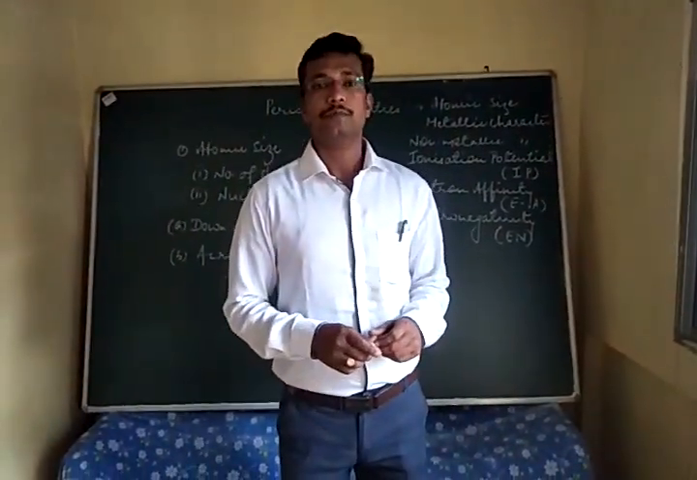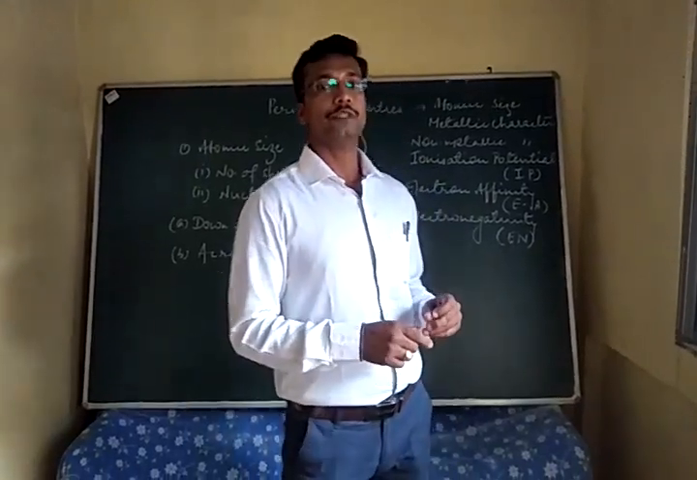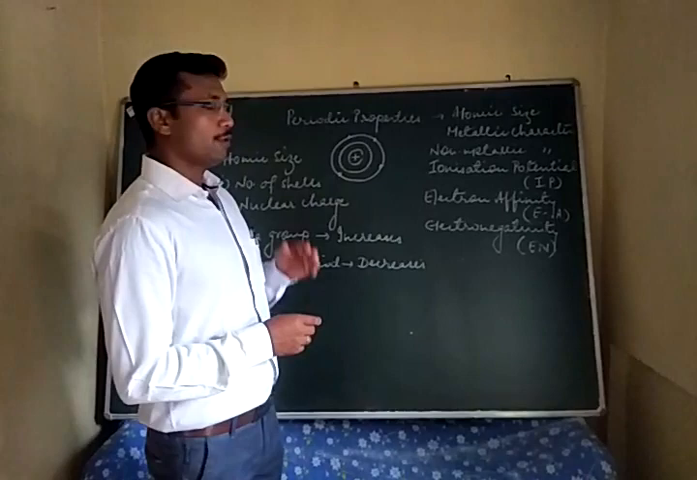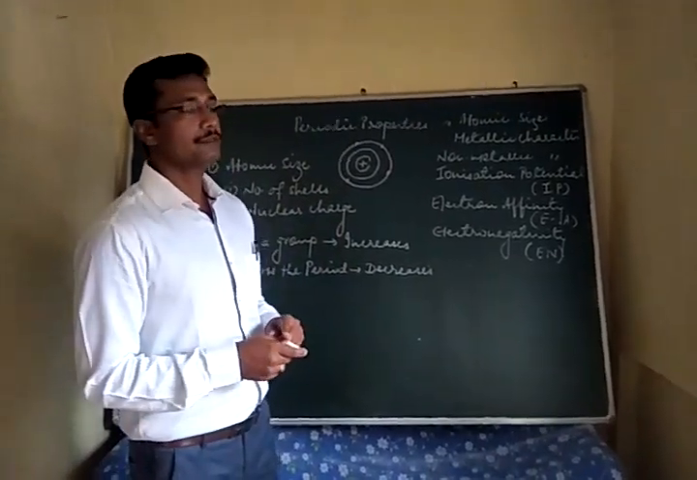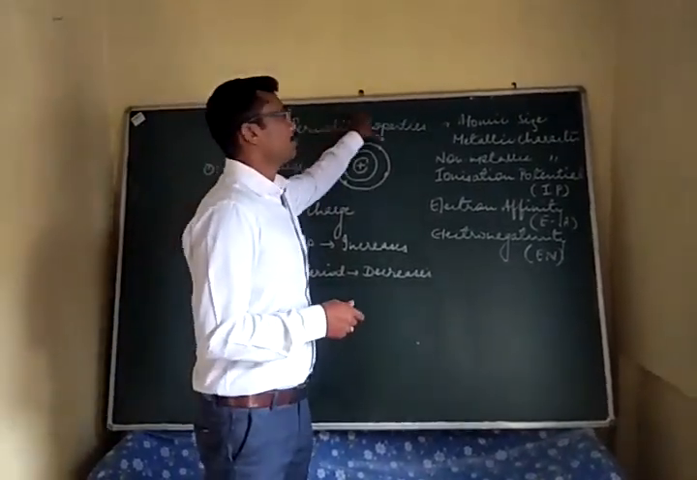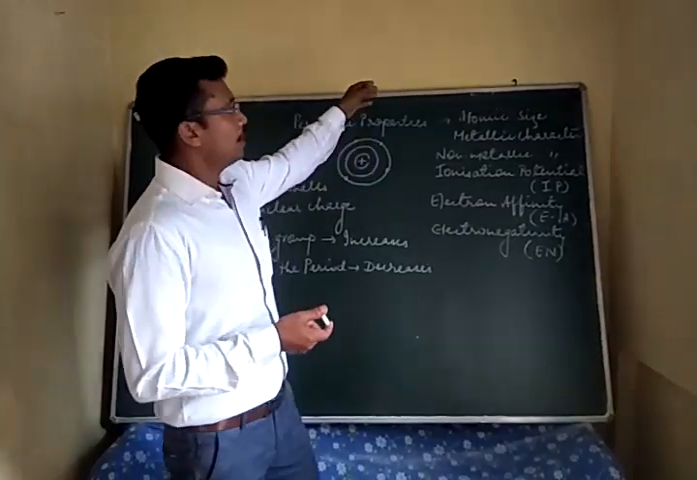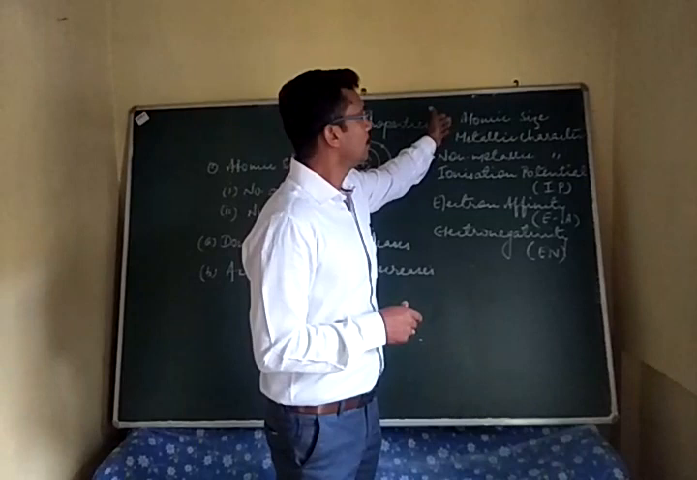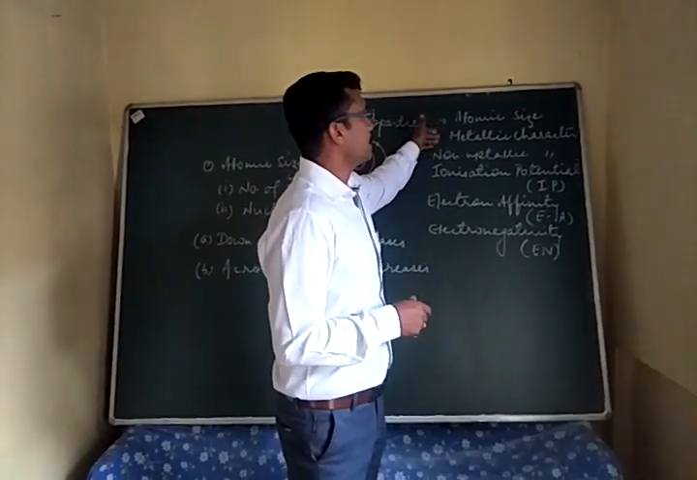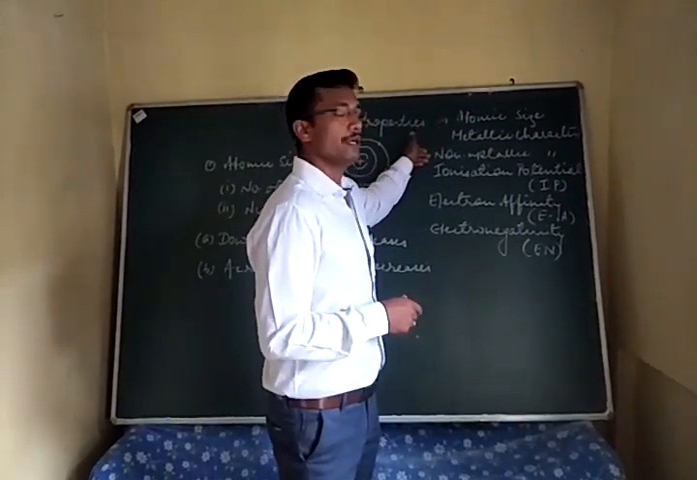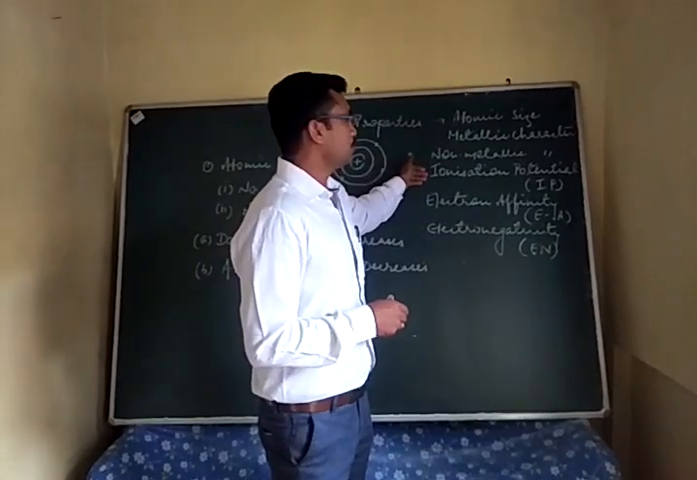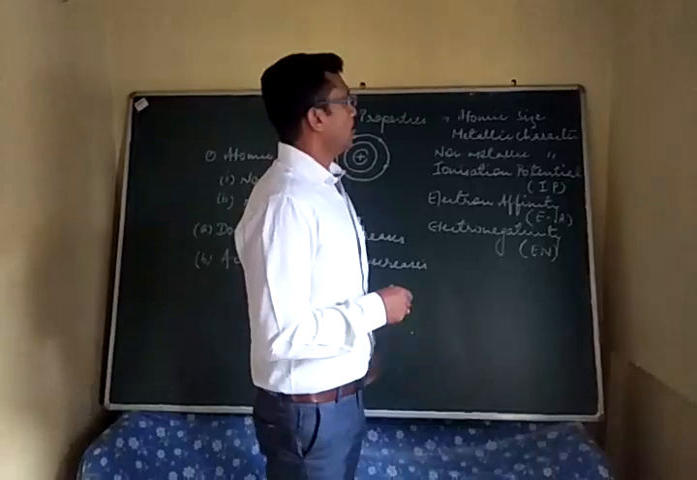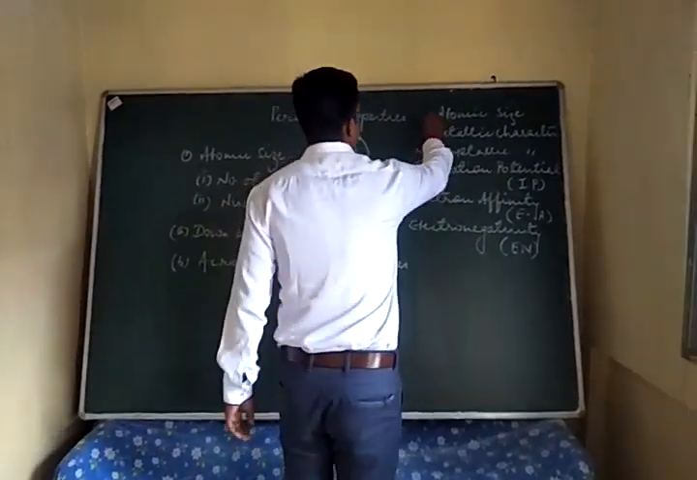Good morning, students. Today we carry on with the same chapter, chapter 1, and what we are going to deal with today is the periodic properties. I have written the periodic properties that we have to study: atomic size, metallic character, non-metallic character, ionization potential, electron affinity and electronegativity. We can first start with atomic size.